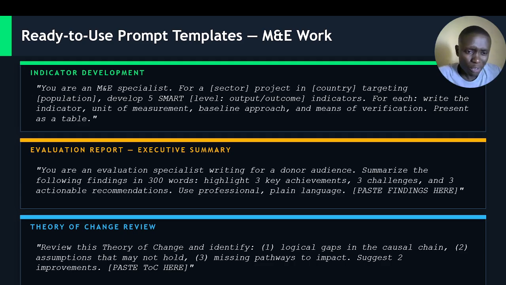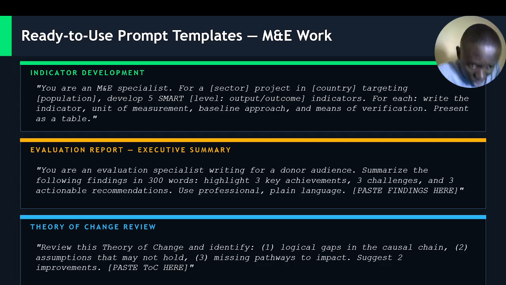Then let's say, for example, you're writing an evaluation report, right? And you want an executive summary. You give it a role. You're an evaluation specialist writing for a donor audience. Summarize the following findings in 500 words. Highlight 3 key achievements, 3 challenges, and 3 actionable recommendations. You give it a tone. Be professional. Plain language. Then you also paste the findings in your model so that it helps you to read through those findings that you found.